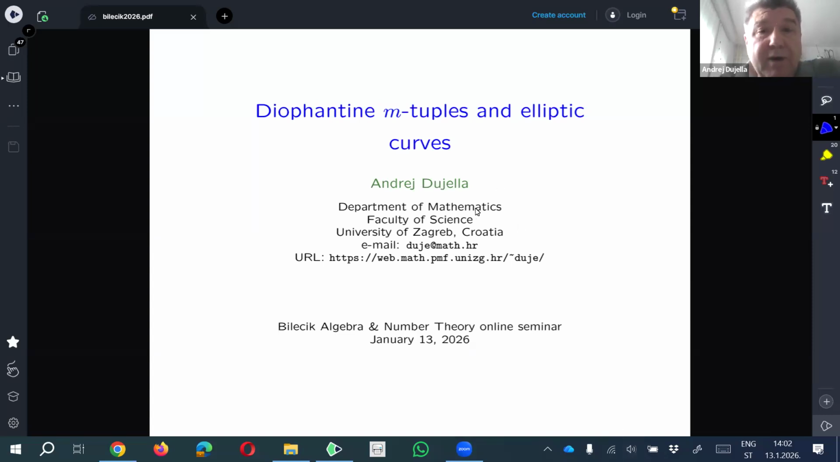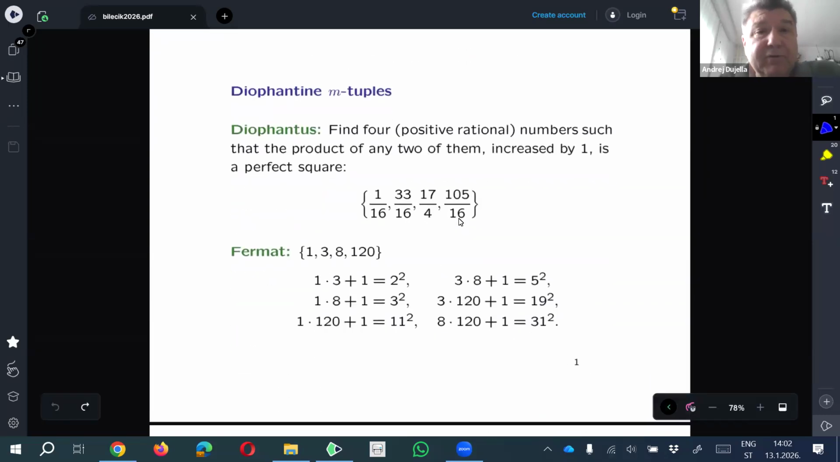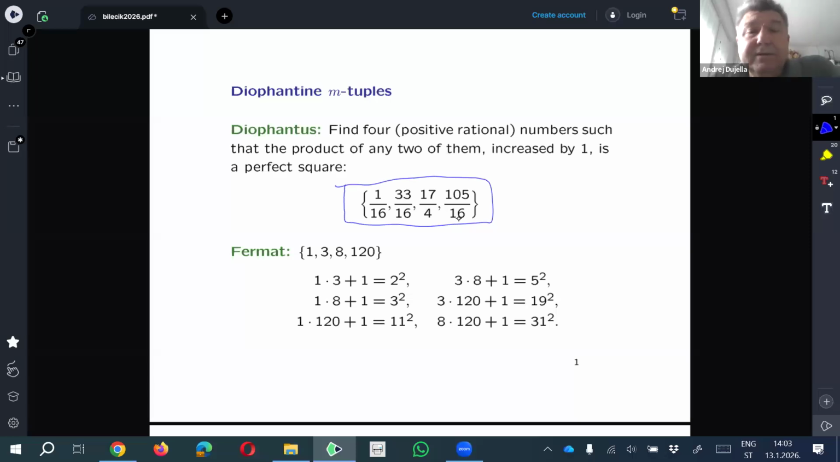So I will start with the Diophantine m-tuples and a little bit of history. Everything started with Diophantus of Alexandria in the fourth part of his book Arithmetica. He asked the following problem: find four numbers such that the product of any two of them increased by one is a perfect square. For him, numbers usually meant positive rational numbers, and his solution was of that shape, so he found four positive rationals with the given property.